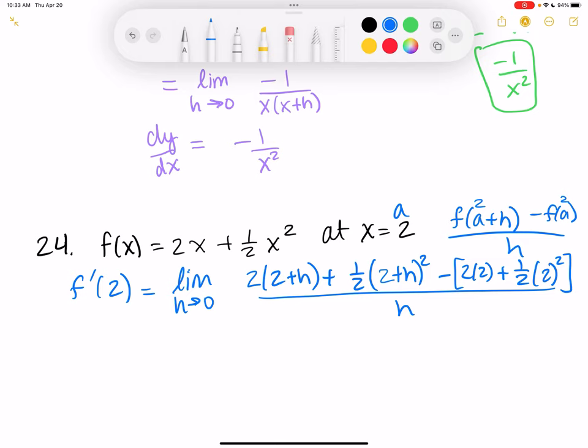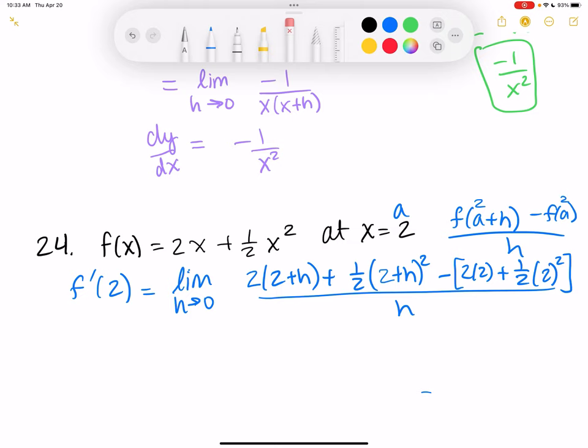Remember when we had f of 2 and the function was like x squared plus 3x? We would do 2 squared plus 3 times 2. That's what we're doing. We're just now plugging in a plus h, which in this case is 2 plus h. So 2 times 2 plus h was the first part. So I've done the a plus h part. Now it's minus f of a, but I put it in brackets because there are multiple pieces here.